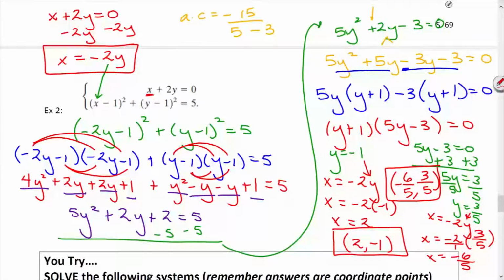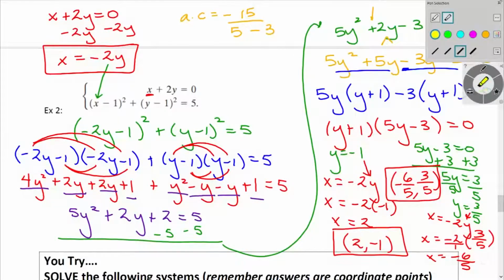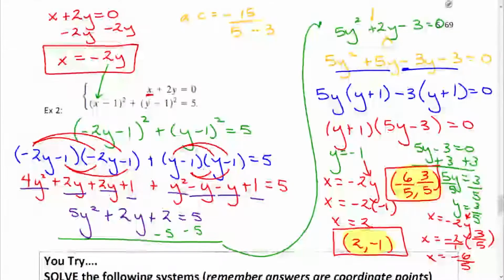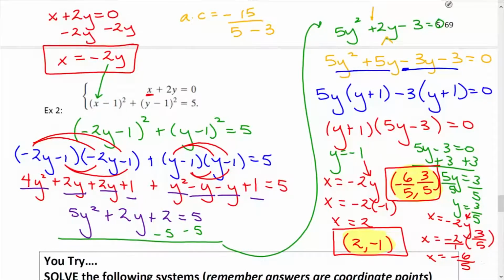I know the page is super busy right now, so let me just highlight this. These are the two solutions, the two places, or I guess you say x and y values, that make both equations true at the same time. Again, the process is you solve for the simplest variable, plug that into the other equation, you solve, and then back substitute to find the other variable.